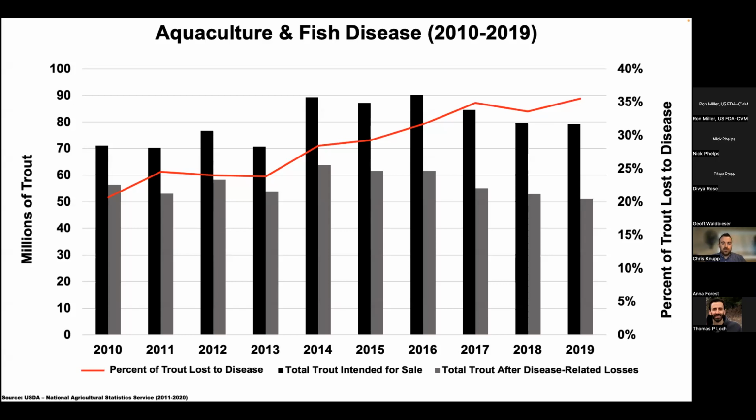I constructed this figure based on data from the USDA, and it illustrates the impact of disease on US trout production. I know there's a bit going on here, but you can see we have millions of trout along the y-axis and years along the x-axis. What I'd like you to focus on is the red line, which shows the percent of fish lost to disease. So as you can see, this figure shows us that disease continues to be a significant impediment to the success of trout aquaculture. And what this figure doesn't show you is that we're losing fish other than trout to disease as well. And so the number of losses are even greater than what you see here.